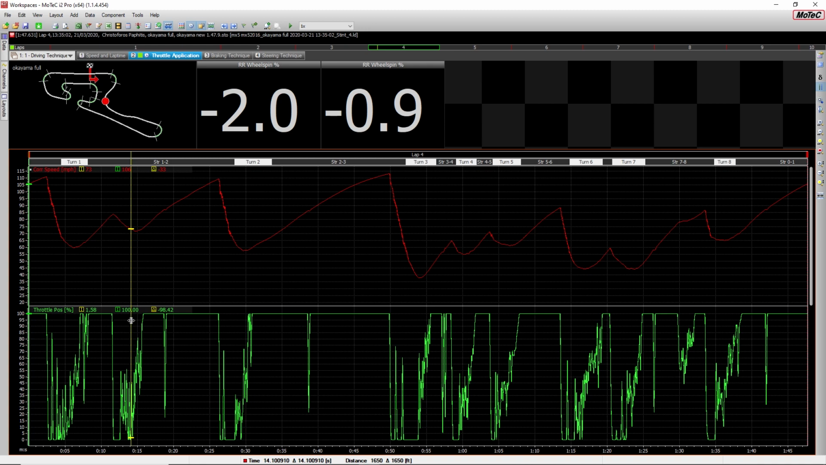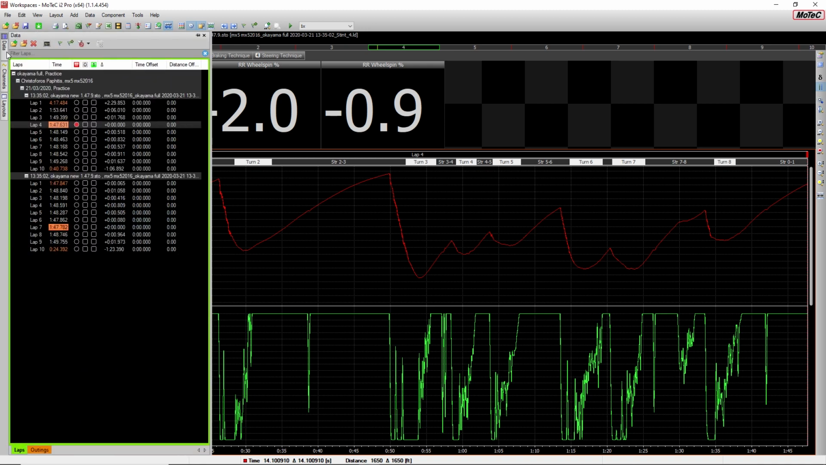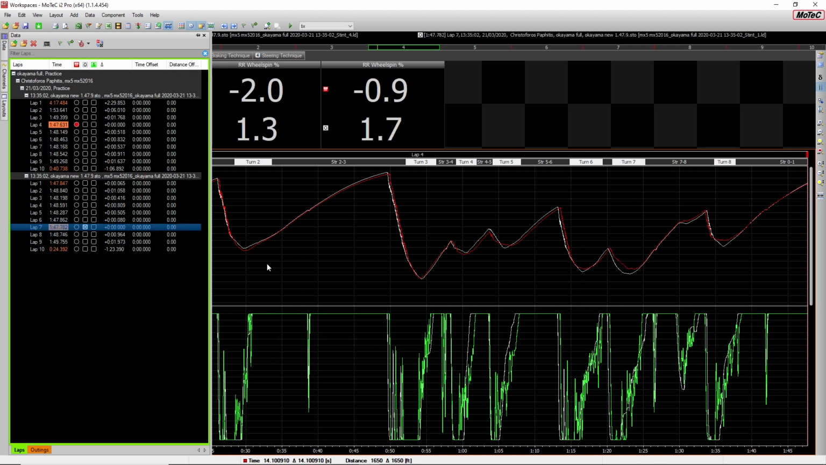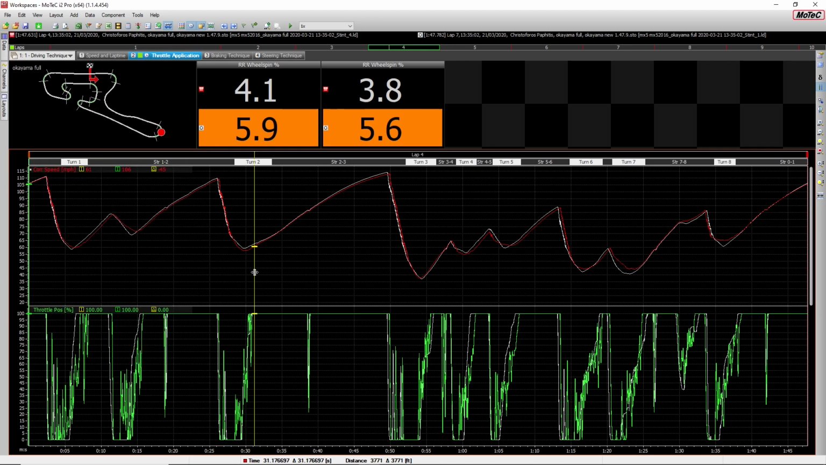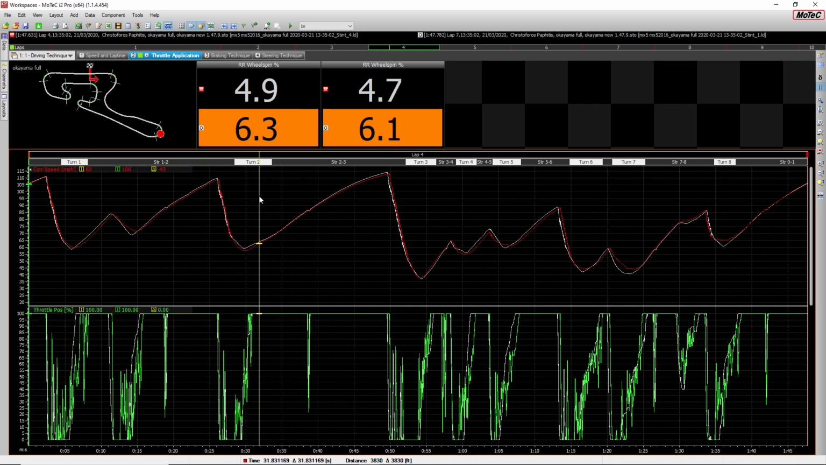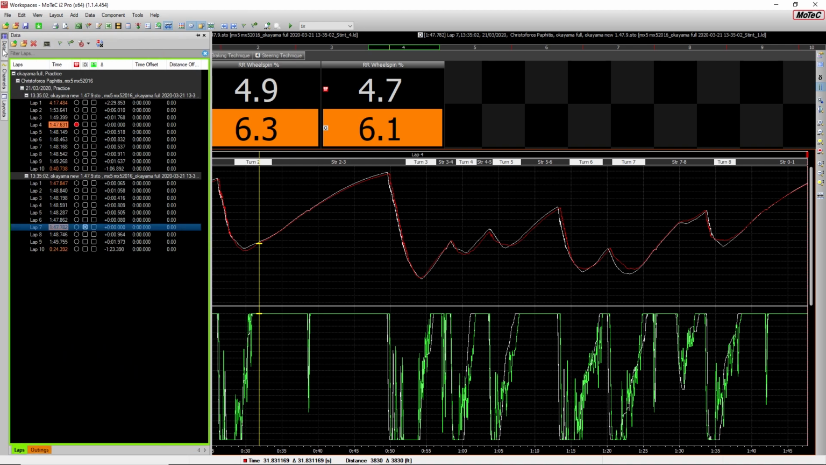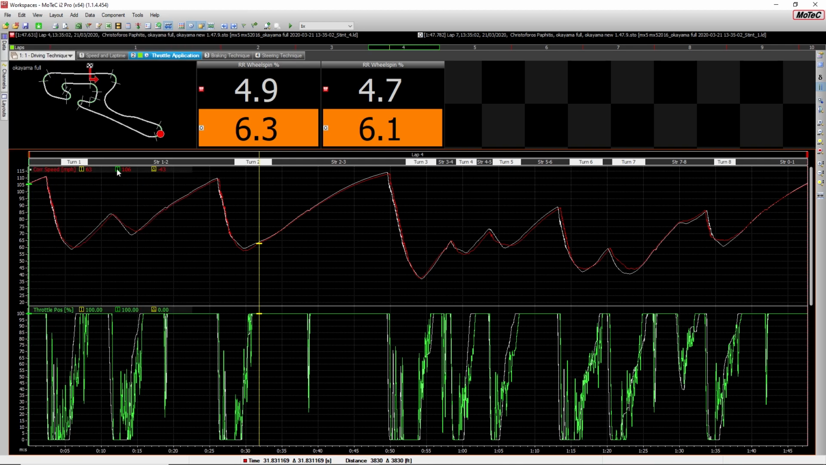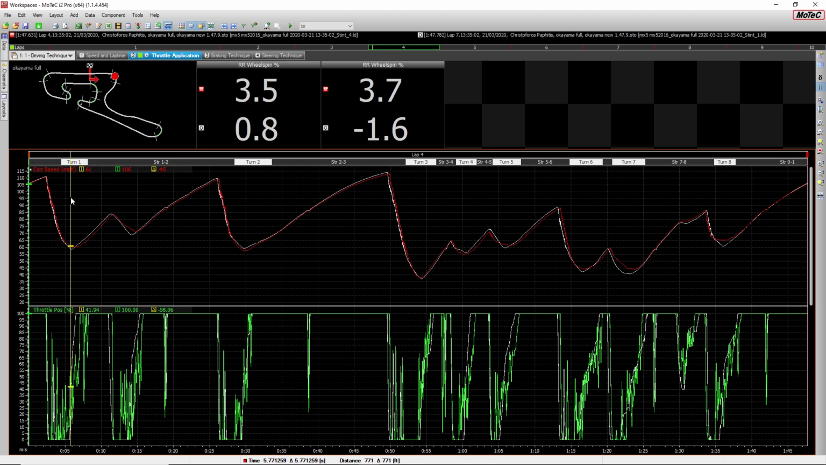Now, if we compare that to the original, the traditional throttle application versus the Senna application, you can see our corrected speeds are about the same. Okay, now let's see here. White is the traditional throttle application and red is the Senna. And the throttle is green, the traditional.